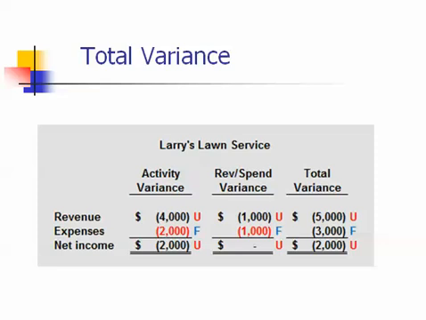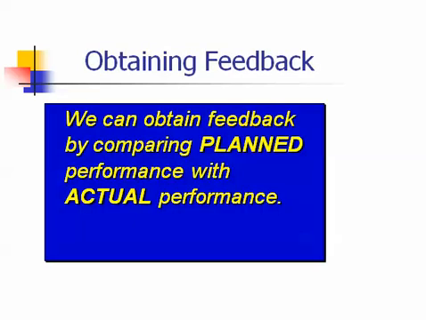Our expense variance was broken down into two parts. $2,000 of our savings was simply due to lower activity levels than we had expected. We only cut 400 lawns versus the 500 we had anticipated. But $1,000 of it was due to better cost control. We actually spent less on the items that we acquired. Overall, in terms of net income, our $2,000 unfavorable variance is coming purely from a lower level of activity. So again, we can obtain feedback or information about operations by comparing our planned performance with actual performance.